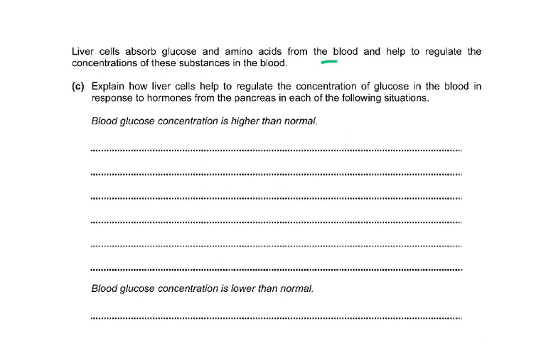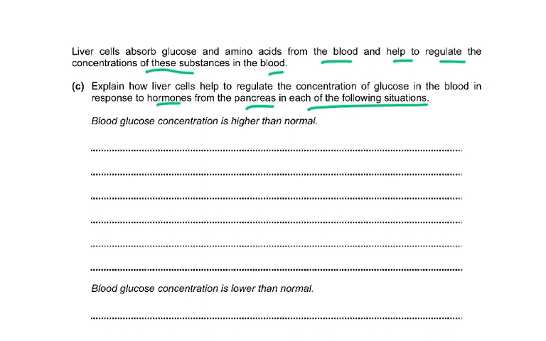Cells absorb glucose and amino acids from the blood and help to regulate the concentrations of these substances in the blood. Explain how liver cells help to regulate the concentration of glucose in the blood in response to hormones from the pancreas in each of the following situations. So it's very simple. First of all, there are enzymes within the liver cells. Then there is a negative feedback, which is homeostasis. And then insulin produced by the beta cells of the pancreas. So before that can be released and something happens, glucose enters or diffuses into the liver cells. Liver cells store glucose as glycogen, converting the glucose to glycogen, and so the blood glucose concentration is normalized.